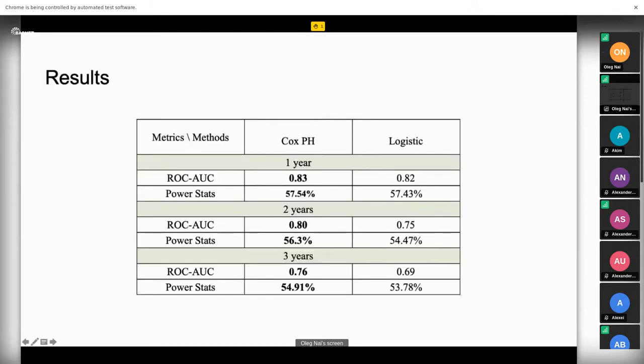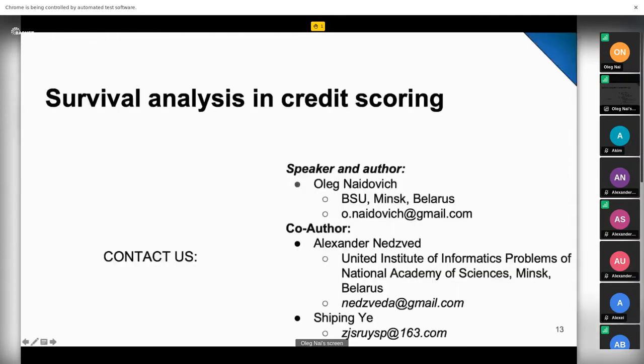So, as a result, I got these kinds of metrics. I used the Cox proportional hazard function based on survival analysis, and I used logistic regression, and we can see that we have three periods, 1 year, 2 years and 3 years, and as we can see, the Cox proportional hazard model returns better results based on these metrics. So that's it. If you have any questions, I'm glad to answer them. Thank you.